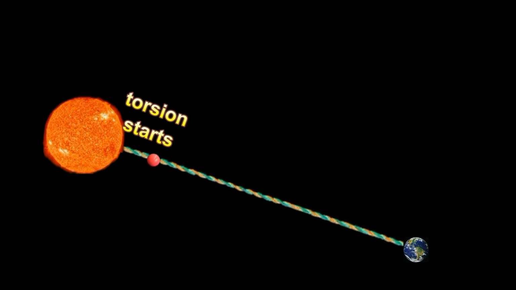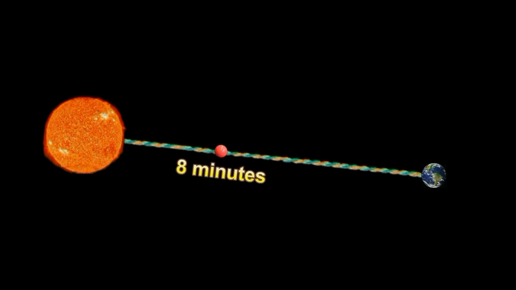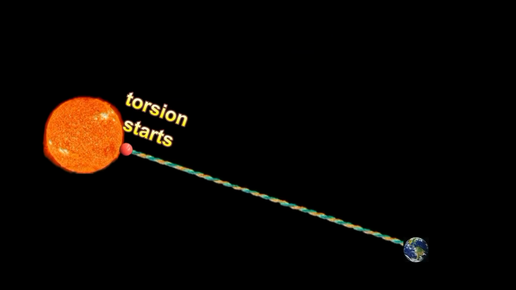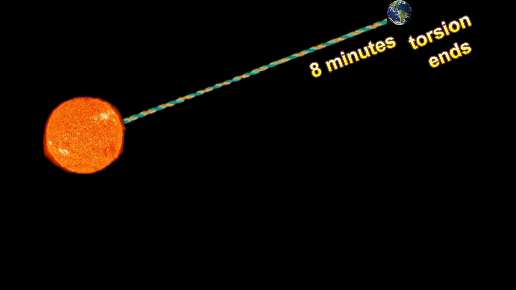Despite the enormous speed in which the torsion signal propagates along the electromagnetic rope, it nevertheless takes about 8 minutes for this three-dimensional disturbance, if that's how we decide to refer to it, to reach the Earth, simply because the sun is so far away.